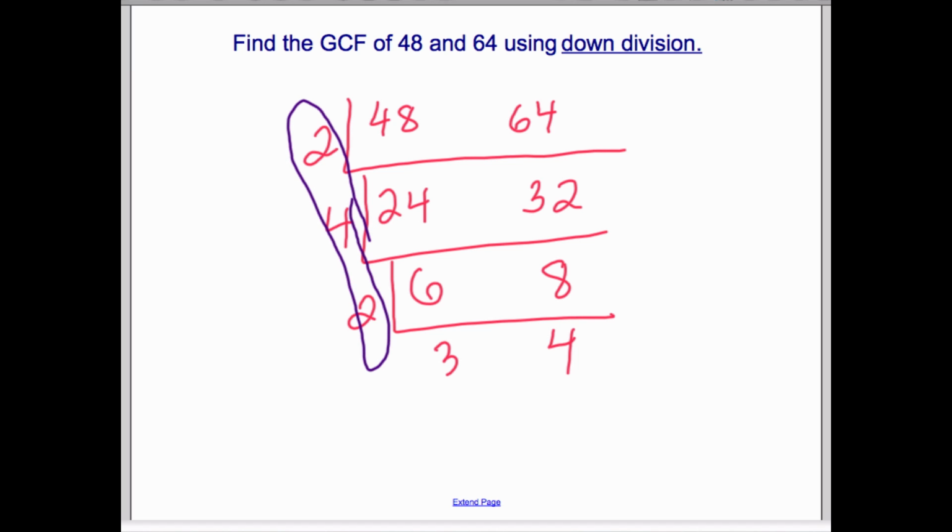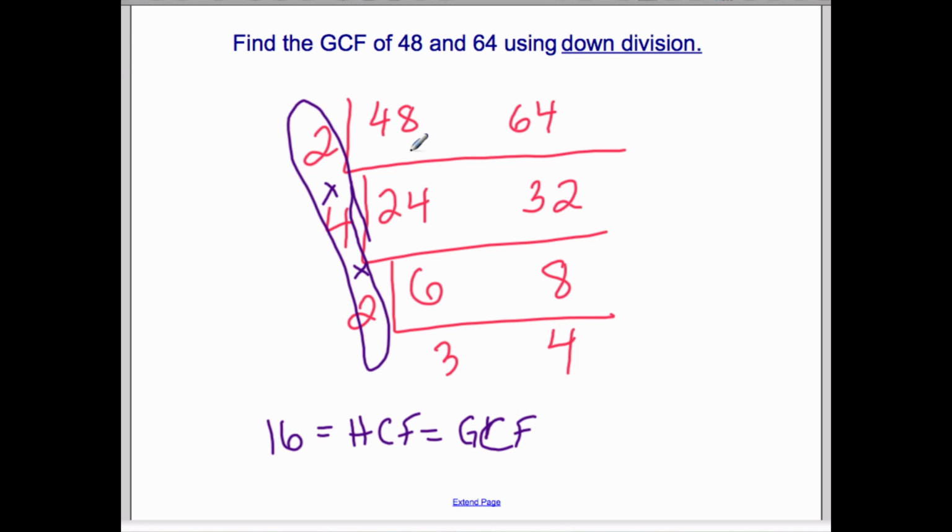So we look here on the side, and all of these numbers, the 2, the 4, and the 2, were all numbers that we divided into both of our two values, into the 48 and 64. So we want to think about what would these all be multiplied together, and that creates our greatest common factor. So 2 times 4 gives us 8, times 2 gives us 16. So here 16 is our HCF, or our GCF, greatest common factor or highest common factor.